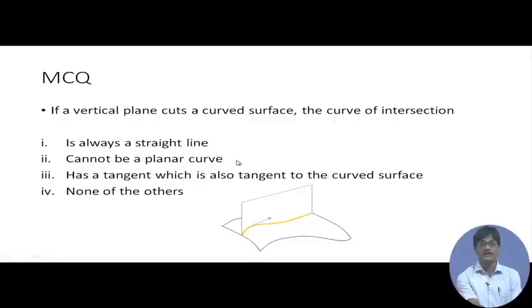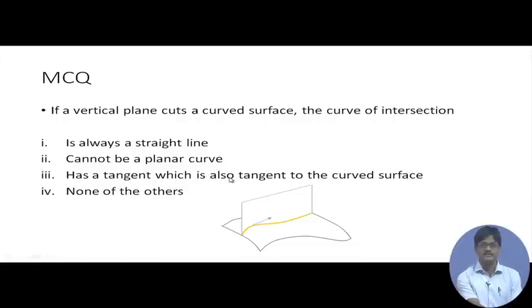Cannot be a planar curve. Planar curve means a curve which can ultimately be contained in a plane. It seems that it will always be a planar curve, because it is essentially going to belong to the plane and essentially going to belong to the surface. So, if it belongs to the plane, it must be planar. So, obviously, this is also wrong.